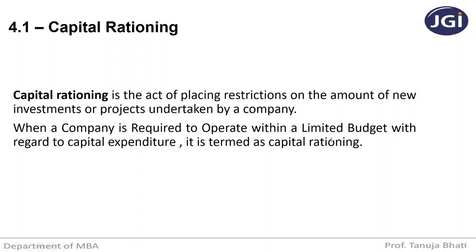Since the budget is limited, there will be limitations on other factors also while making the investment decisions. Thus, the company can select the best profitability project by ranking the projects. Since there is a limited budget, it has obviously got a restriction to make an investment. It will make an investment in that project which is more profitable by ranking the projects. So this is capital rationing, where they place restrictions on the amount that has to be invested in the new investments or projects.